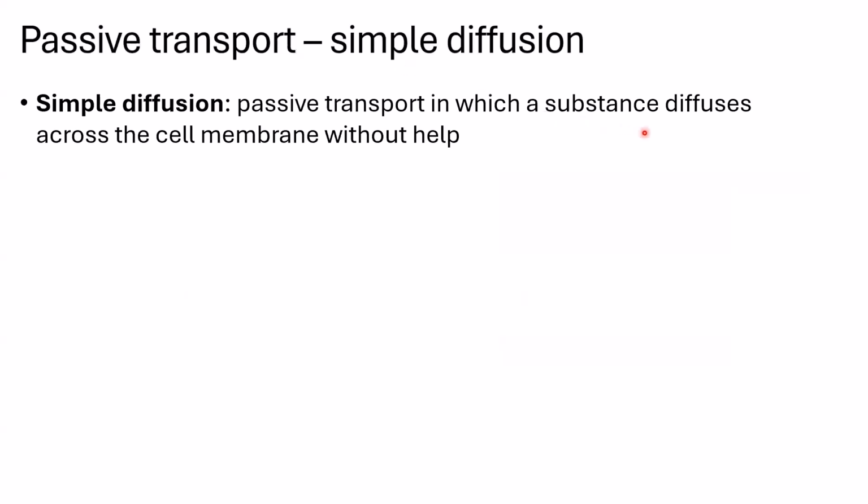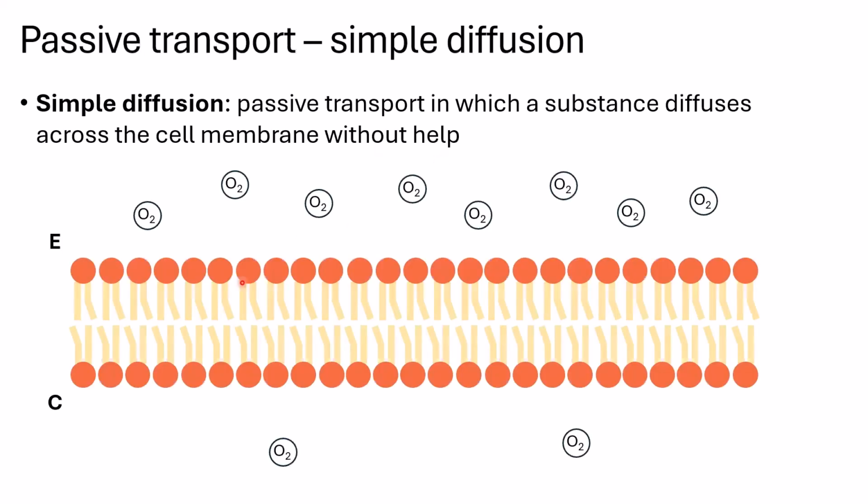Simple diffusion is passive transport in which a substance is able to diffuse across the cell membrane without help from a transport protein. As discussed in the previous video, this would be the case for small nonpolar molecules and for gases such as oxygen. Here we see the phospholipid bilayer and oxygen molecules on both sides. The E stands for extracellular and C stands for cytoplasm.